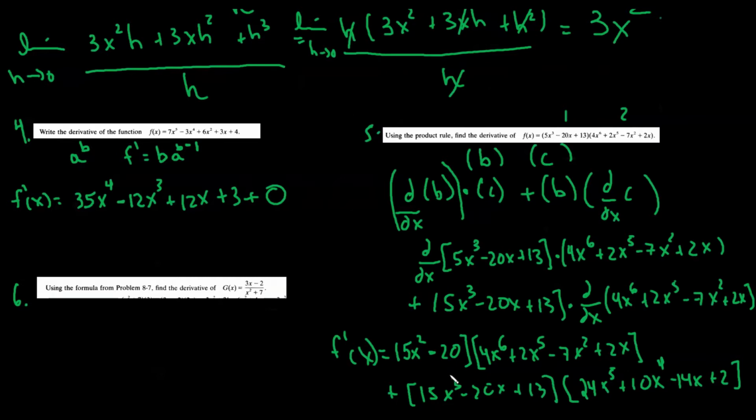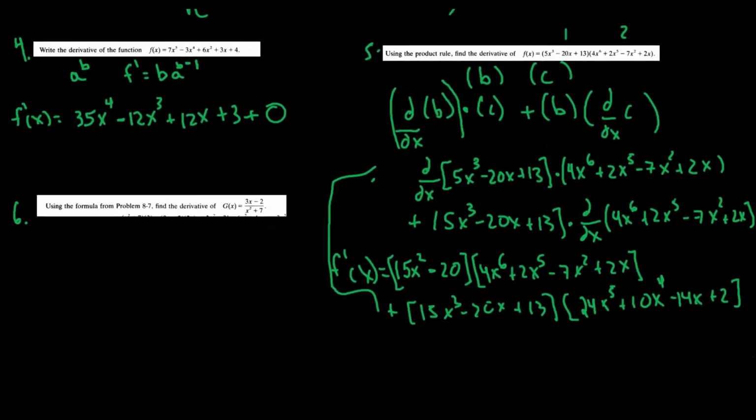So the thing to realize here is that we have to take the derivative of the first times the second plus the first times the derivative of the second. That's it. You can be hardcore and multiply all this out, but I'm not going to do that here. It's going to take forever. Let's move on to the next one. Let's make sure we have some space here.